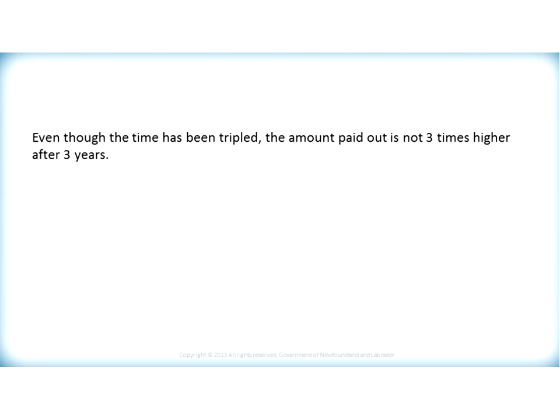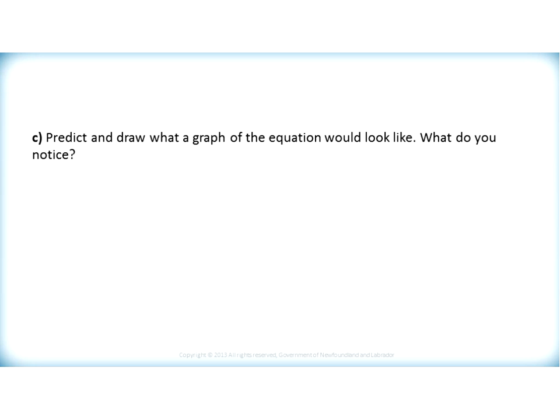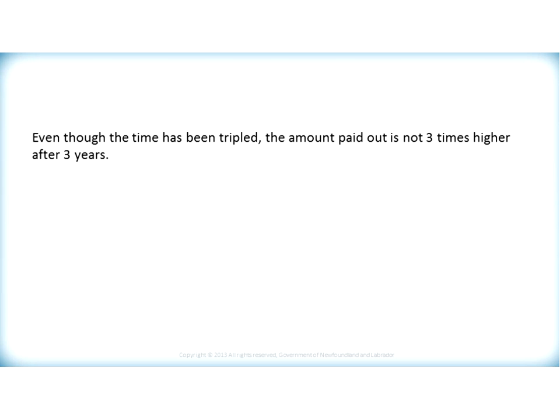And what do we notice here? That even though the time has been tripled, the amount paid out is not 3 times higher. 3 times 4,496 is going to be almost 15,000. Maybe around 13,500. But the amount that she paid out after 3 years is only $10,088. So, why is that?